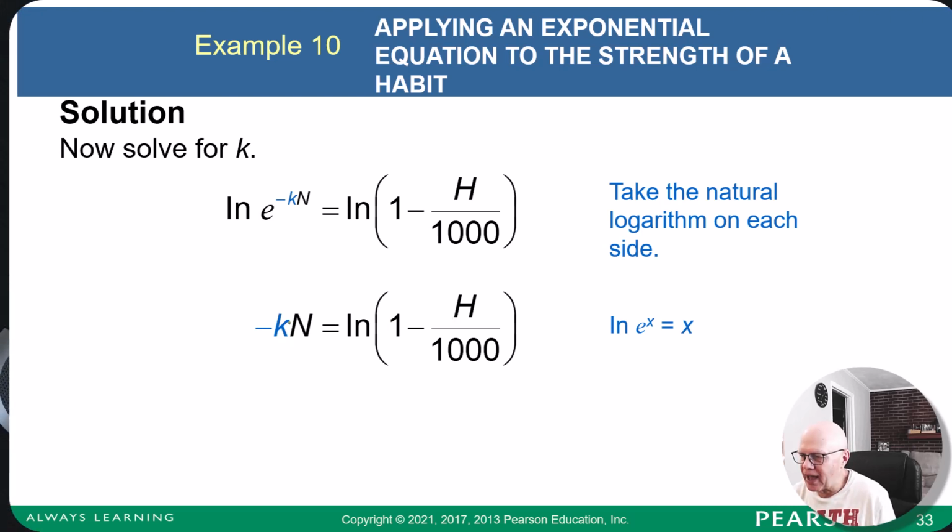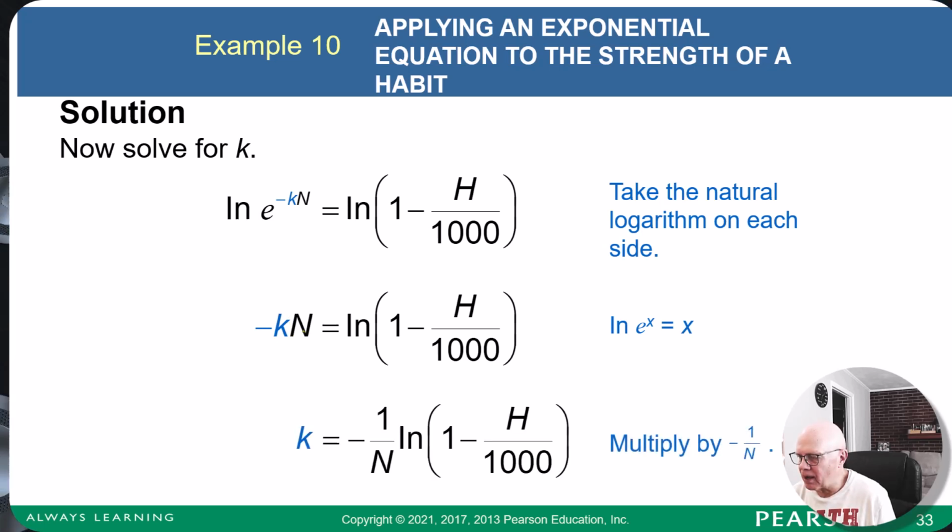Now what do we do? You want to find out what k is. So we'll divide by negative n, or multiply by negative 1 over n. Either way, it's the same operation. And there you found k.